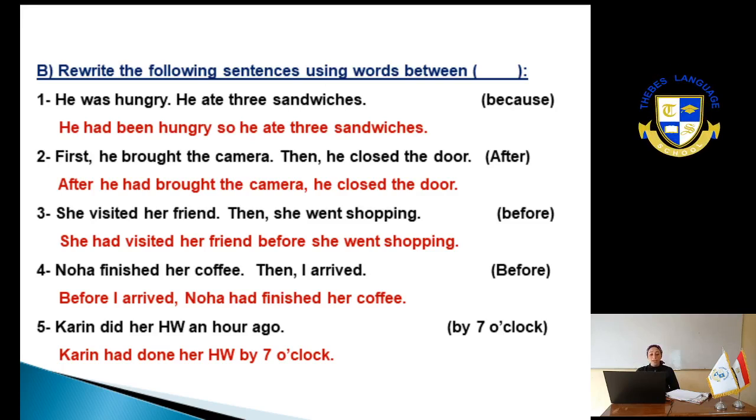Karen did her homework an hour ago. "An hour ago" here refers to the past simple tense, and we wanted to use "by 7 o'clock", which refers to the past perfect tense. So in this case, we are going to change the main verb of the sentence, "did", from the past form into the past perfect form. Can you tell me the past perfect form of the verb "did": had, and the past participle? What is the past participle of "did"? Done, exactly. So Karen had done her homework by 7 o'clock.